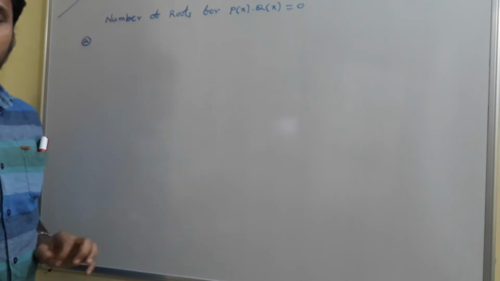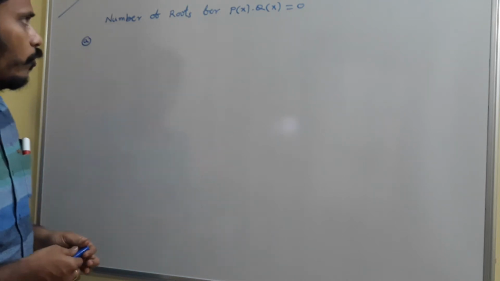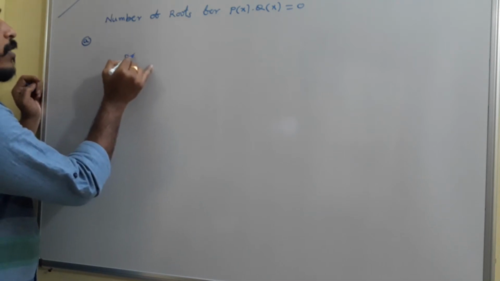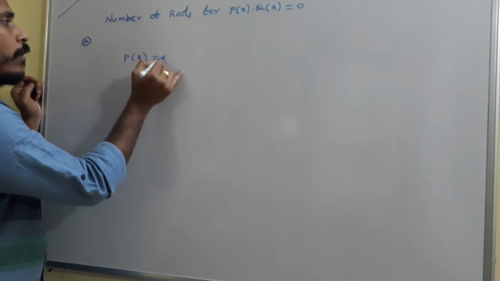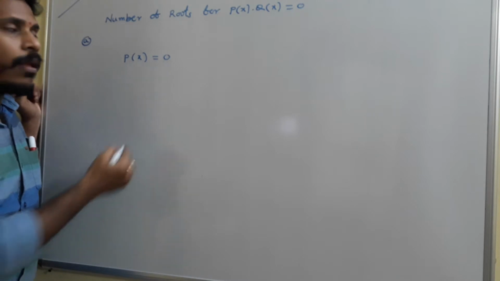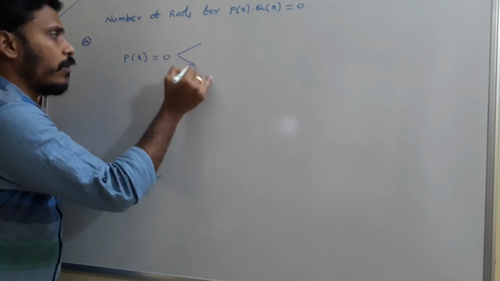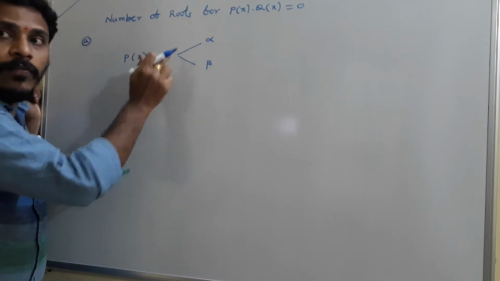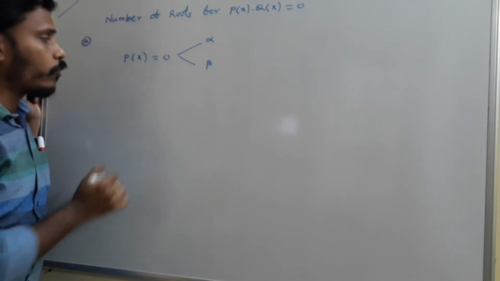Roots for P of x into Q of x is equal to 0. Among those, the first one, A. Suppose P of x is equal to 0 is a quadratic and it has two roots. You just say them as alpha, beta. Okay, alpha, beta are the roots of P of x is equal to 0.